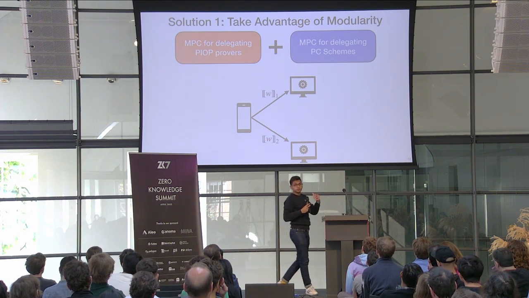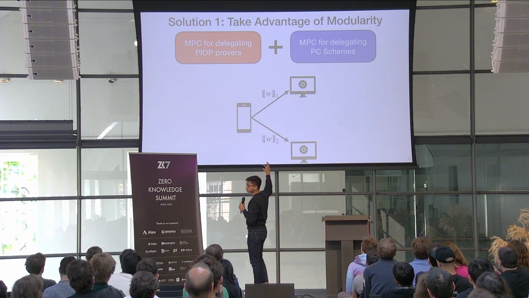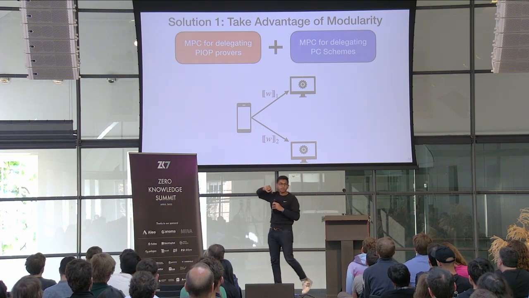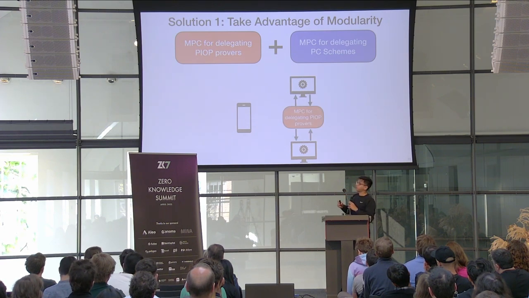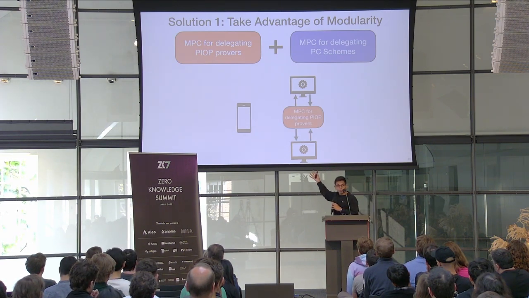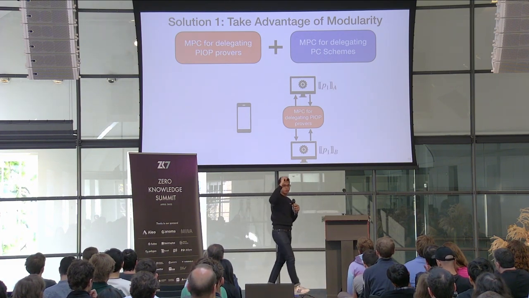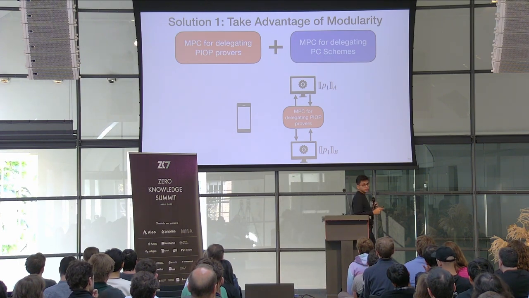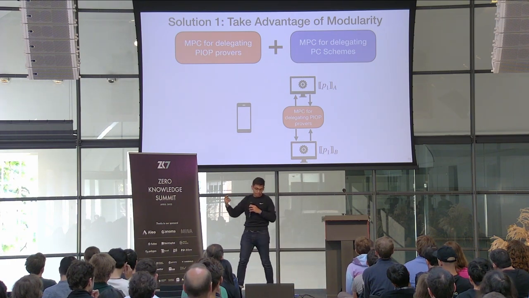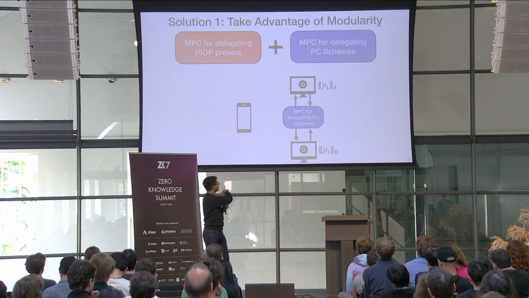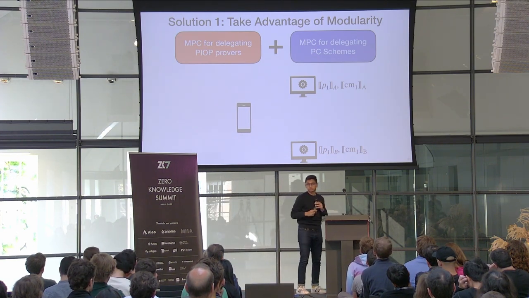How we start off is the delegator sends secret shares of the witness to each of the, let's say there's only two machines in this example, right? To each of the two worker machines. Then they take these secret shares and invoke this MPC for the PIOP prover and get secret shares of the first polynomial, so the polynomial produced in the first round, for example. Okay, then they invoke the MPC for delegating PC schemes and get shares of the commitment for that first round polynomial.